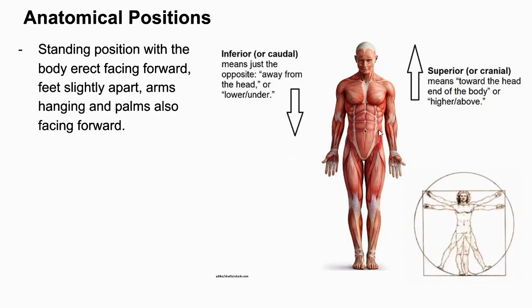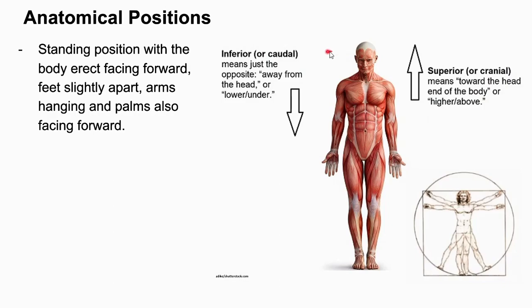So this is what we mean. Now, the part going towards the head is called the superior region or the cranial region. Cranial because we have the brain on that part. This means towards the head end of the body, or higher or above. That's the superior or cranial region.